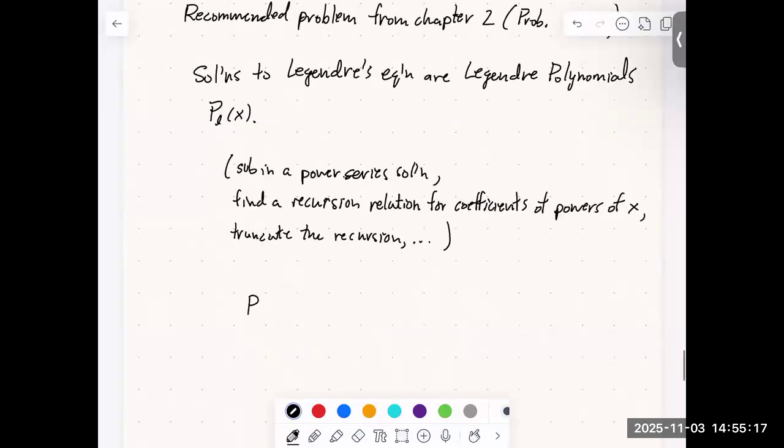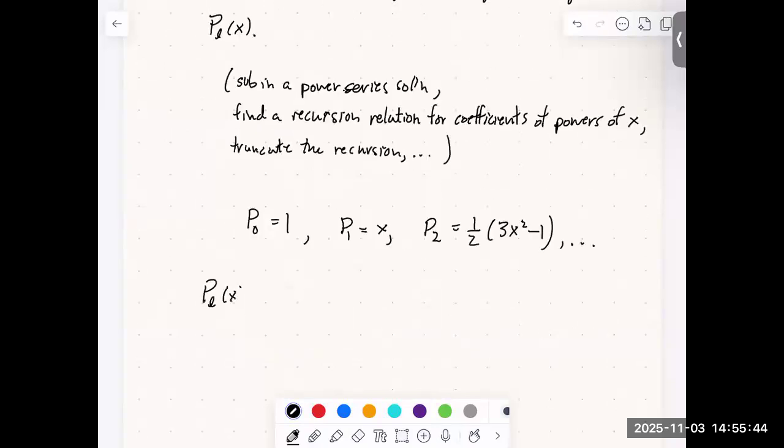And if you do all those things, it leads you to the solutions for these Legendre polynomials. The first few of them are P0 is equal to 1, P1 is equal to x, P2 is equal to 1/2 of 3x squared minus 1, and so on. There's actually a pretty easy way to generate all of the Legendre polynomials if you know the first few. So PL of x can be generated from the Rodrigues formula.